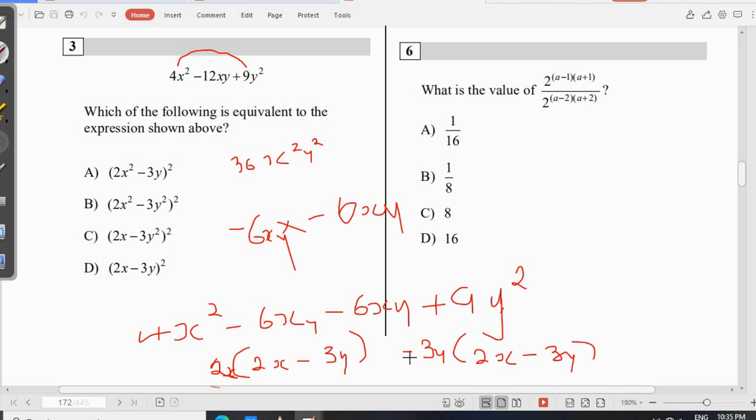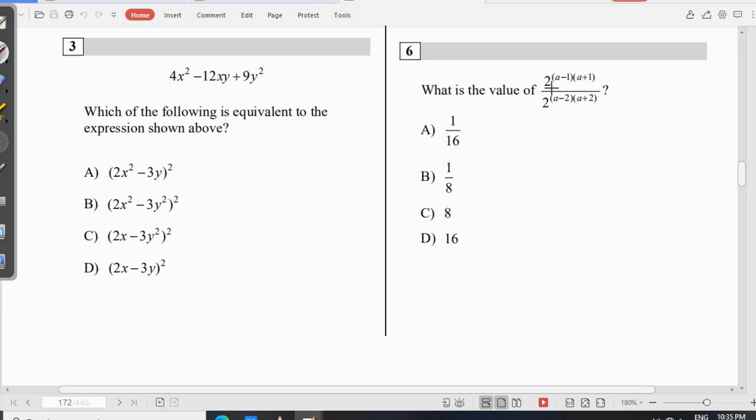So we have 2x minus 3y, 2x minus 3y. We have it twice, and if you're having it twice, it's like multiplying it by itself, so it's just raising it to power 2. So 2x minus 3y all squared. That's it. That's D. Alright, let's solve question number 6.